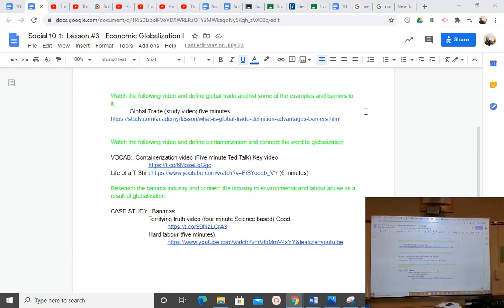Anything else about the t-shirt that was alarming? Yes, they use a lot of pesticides when they're growing it. So they use a lot of pesticides in the growth of the cotton, and those pesticides are going to contaminate the ecosystem.